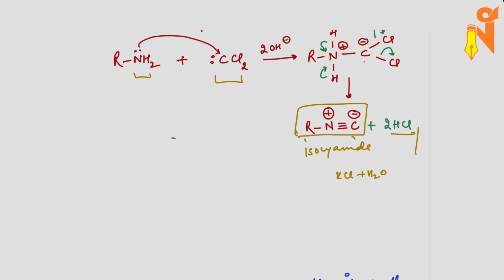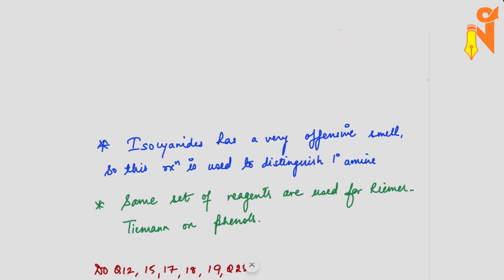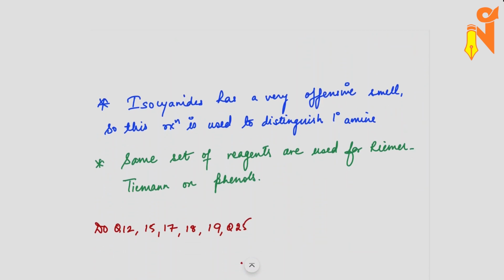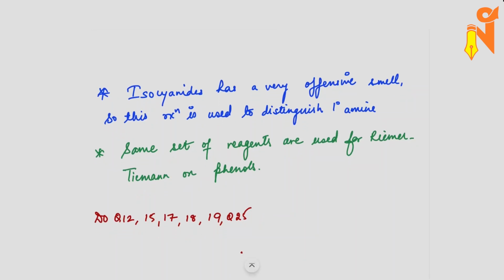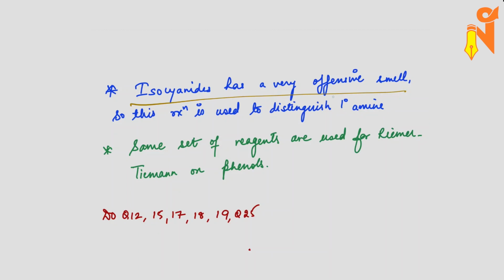Now this reaction has important points, like the intermediate stage is carbene. The reaction where alpha elimination takes place, that means hydrogen and leaving group from the same carbon. In fact, wherever nitrene and carbene are forming, the elimination is always alpha elimination only. Now this isocyanide that forms has an offensive smell and hence is used for the distinguishing test. And I also mentioned that the same set of reagents are used for Reimer-Tiemann. Pretty much the mechanism is also the same. Carbene forms there and the reaction proceeds in a pretty similar manner.